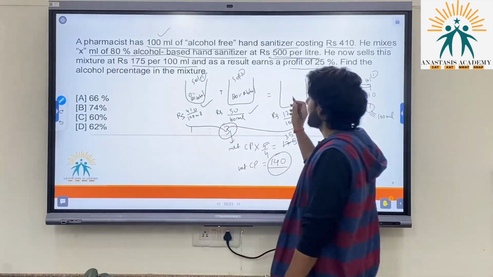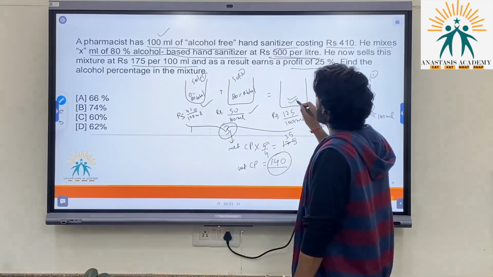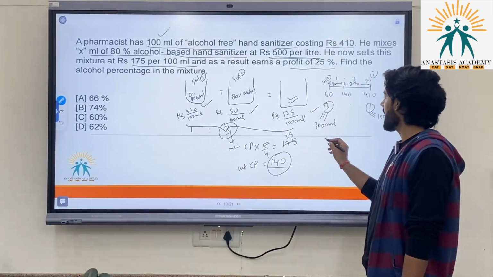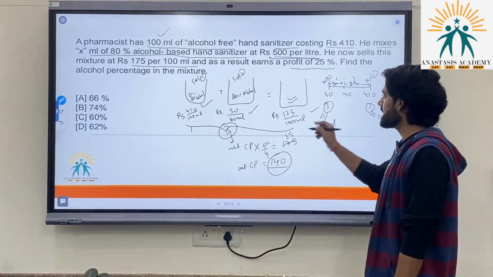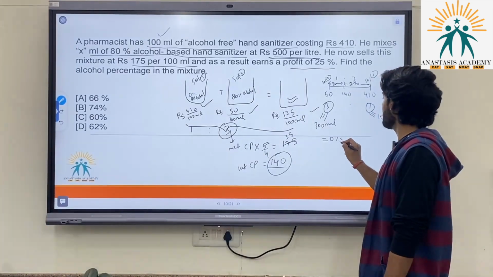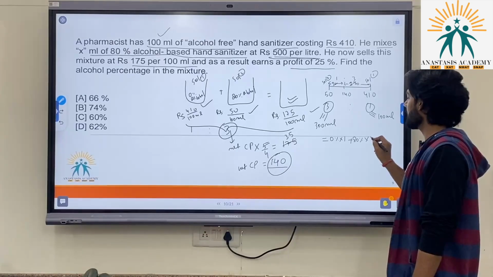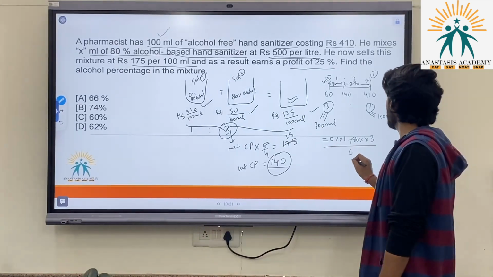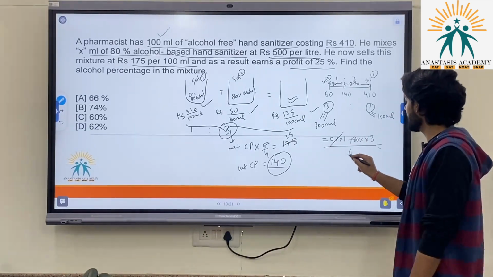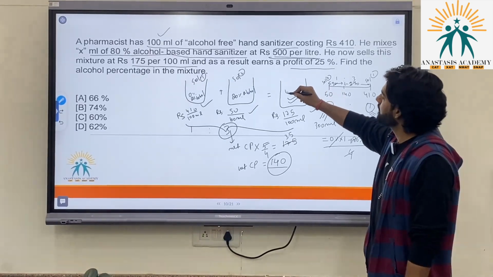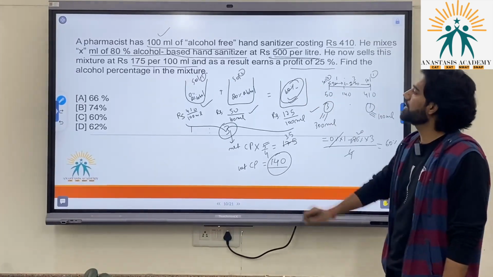I am mixing these two in the ratio 1:3. So I can get how much percentage alcohol I would get in this solution. Using the weighted average concept, I am mixing 0% with weight of 1 upon 4 and 80% with weight of 3 upon 4. How much would I get? This is 0, this is 60, so I am getting 60% alcohol.